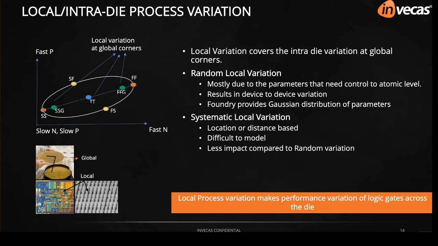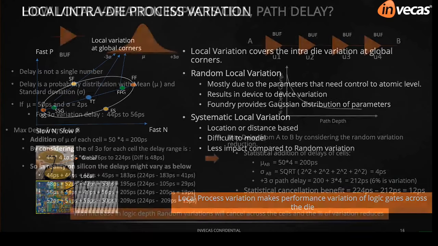Foundry provides certain Gaussian distribution parameters which need to be modeled into our design closing methodologies. We are going to talk about these methodologies a little bit more in detail in the next slides. Systematic local variations have less impact compared to the random local variations. One such example is location or distance based. When two instances of the same logic gate are placed at a closer distance, that will have less impact on the behavior compared to when these instances are placed at a longer distance.